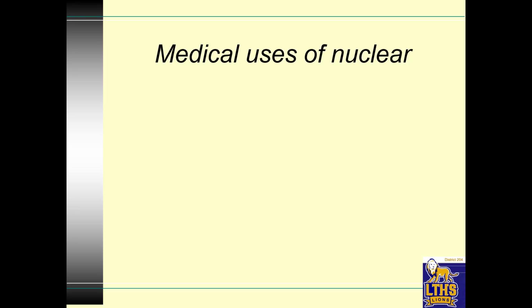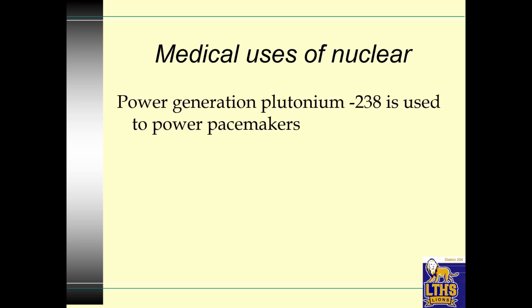Medical uses of nuclear. Power generation from plutonium-238 is used to power pacemakers. What a pacemaker is, it's something that makes your heart beat. Makes your heart beat for the very last time. Or was it the first time? Makes heart beat. And it really makes it beat regularly. So you need a little device that will go bzz, bzz, bzz, bzz, bzz, to make your heart beat regularly.